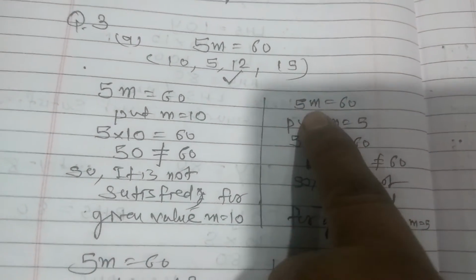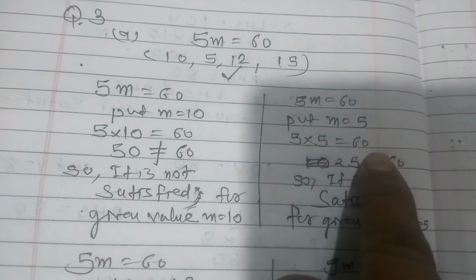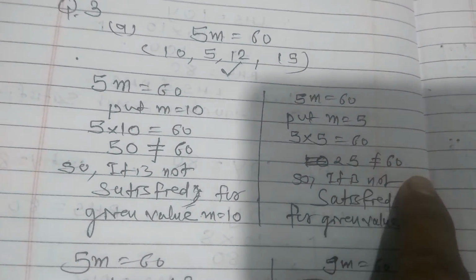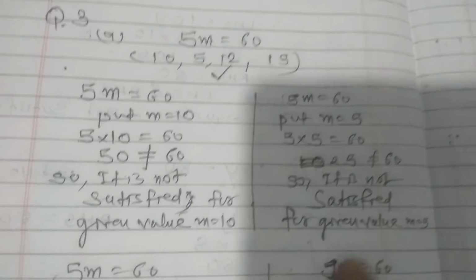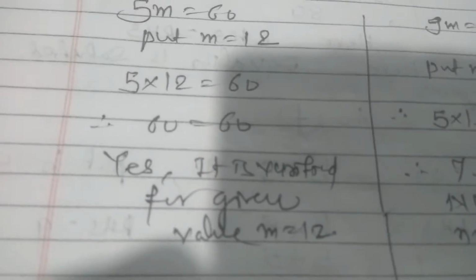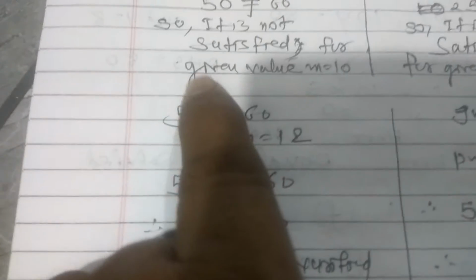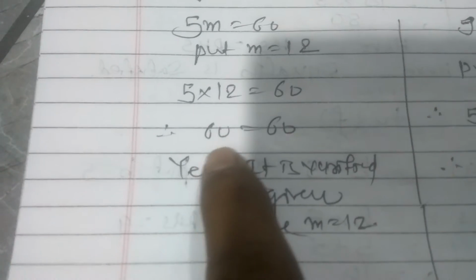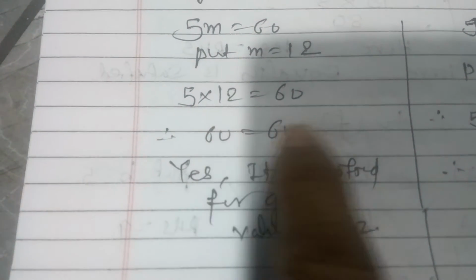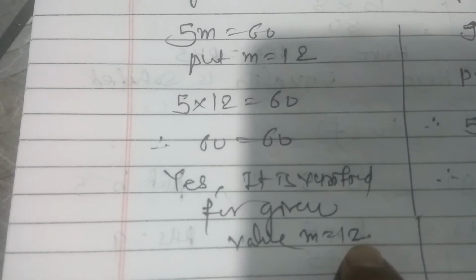Let's take 5m again the same, 5m equal to 60. This time you take m equal to 5. 5 5s are 25 and 25 is not equal to 60. So it is not satisfied for the given value m equal to 5. Okay, go ahead. Now 5m equal to 60. This time you take the value 12. So 5 into 12 is 60. So 60 is equal to 60. You see here LHS equal to RHS. Yes, it is verified for given value m equal to 12.